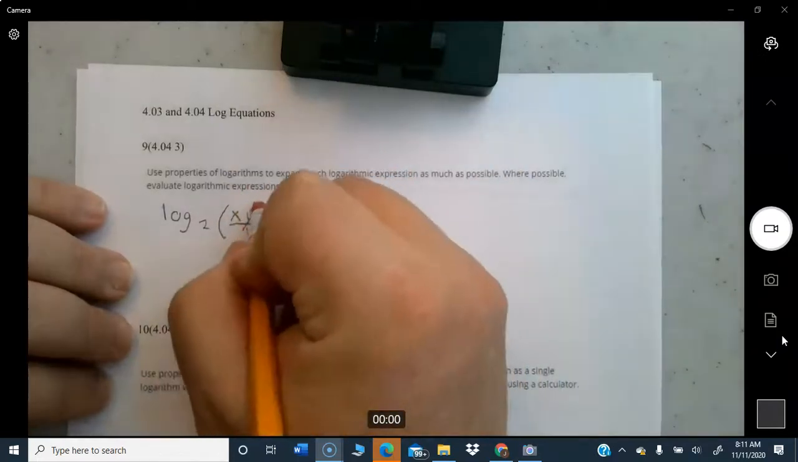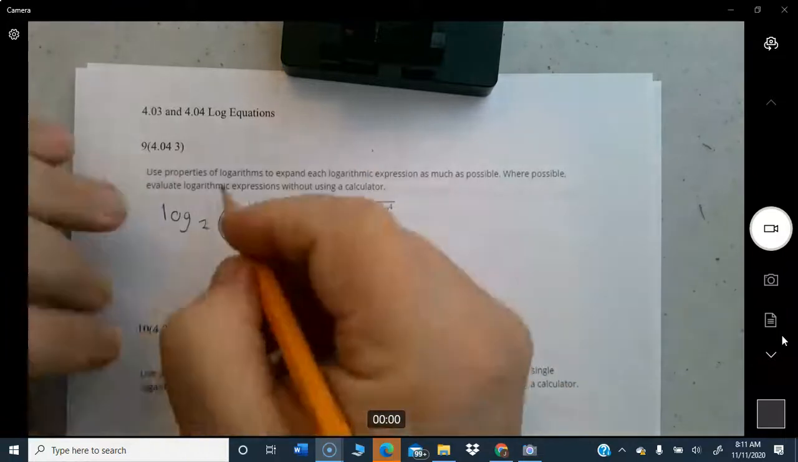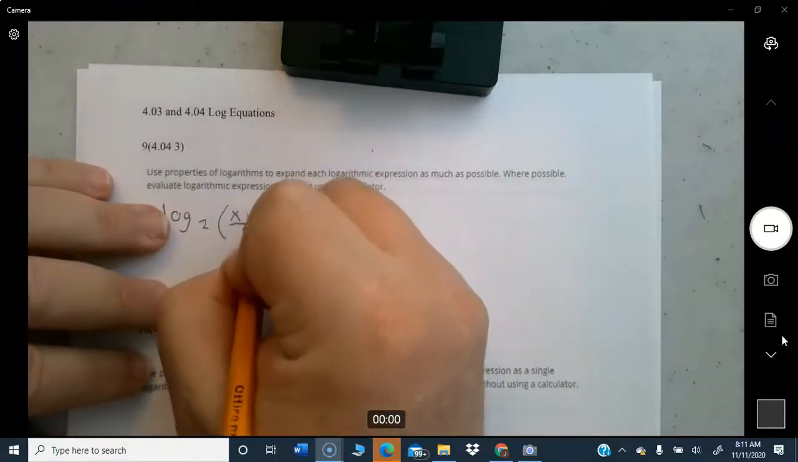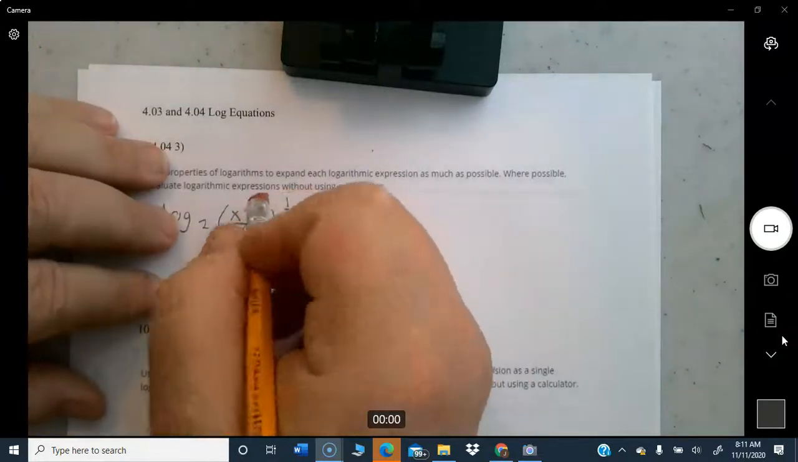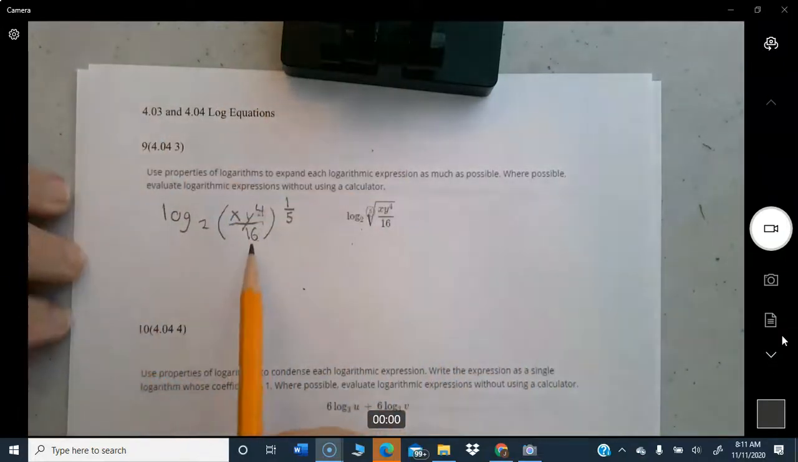And let me make it, that's a bad looking 4, so let me be clear. That's a 4 raised to the 4th power right there. Okay. All right, so what do you do now?